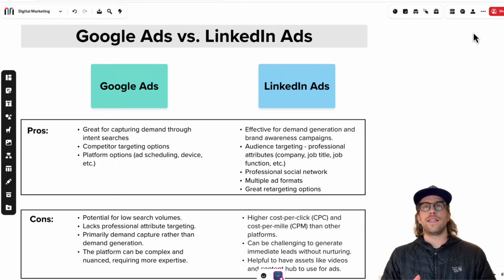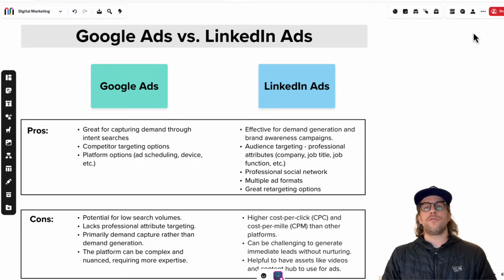I also like LinkedIn ads because there are multiple ad formats. You can use video ads, single image ads, follower ads, spotlight ads, text ads. There are a lot of different ads available on LinkedIn, and you can advertise different value props and different things to build trust and help push users to book a demo or contact you. So there are a lot of good options there.